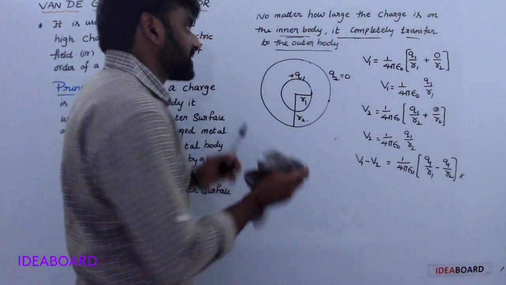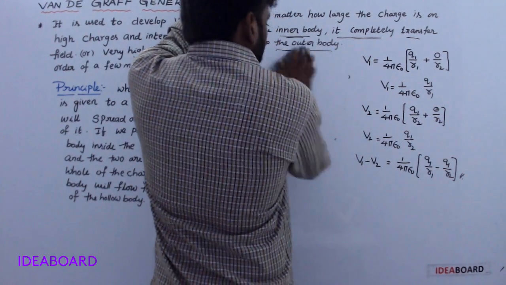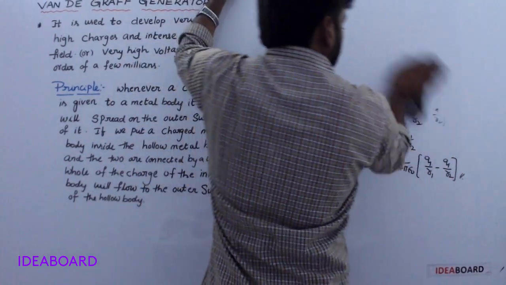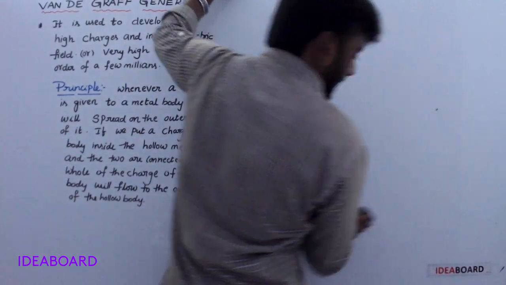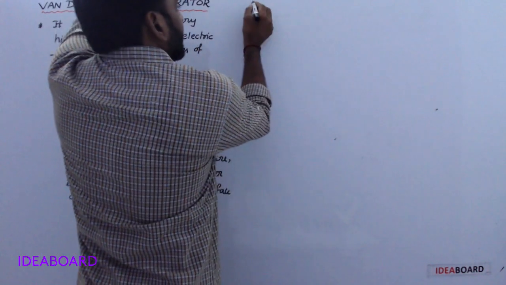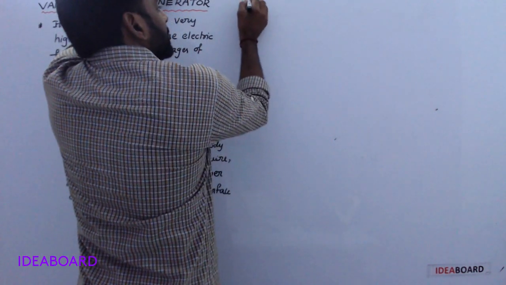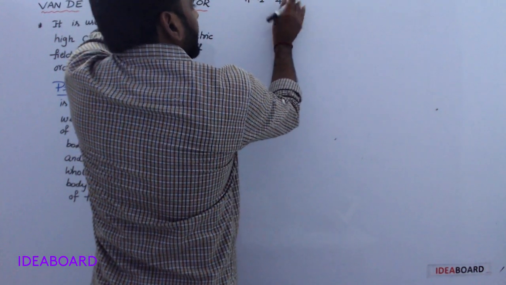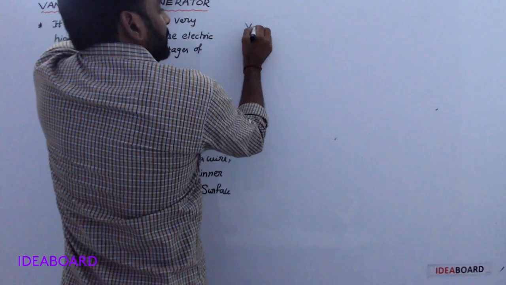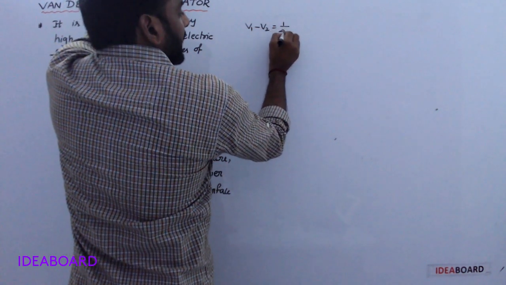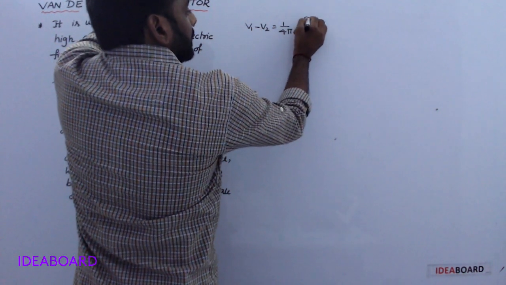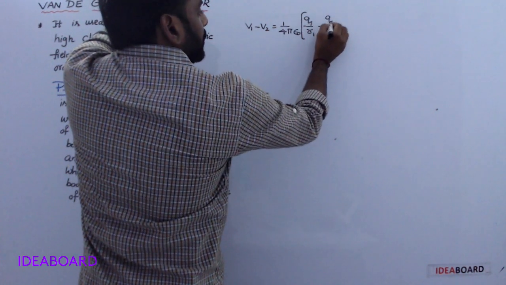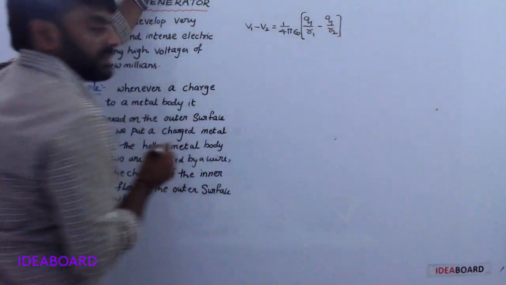Don't forget this one. Next, second case. See, in the first case the outer is 0. What is the potential difference? V1 minus V2 is equal to 1 by 4 pi epsilon naught times q1 by r1 minus q1 by r2. You know this one. Understood?